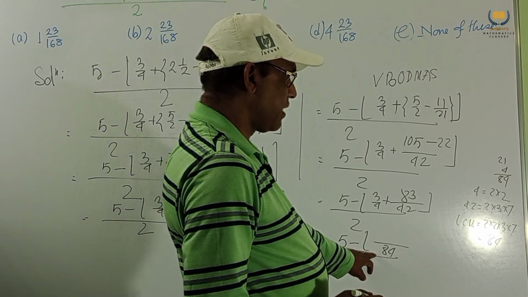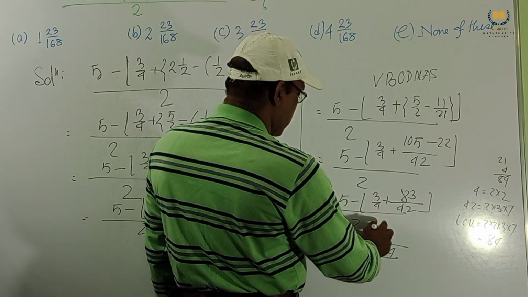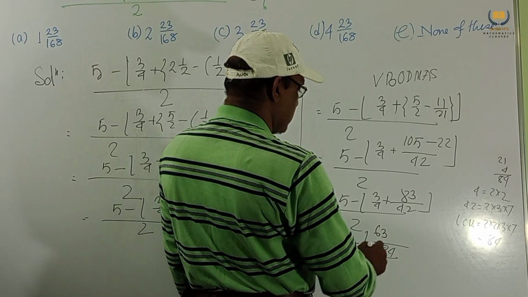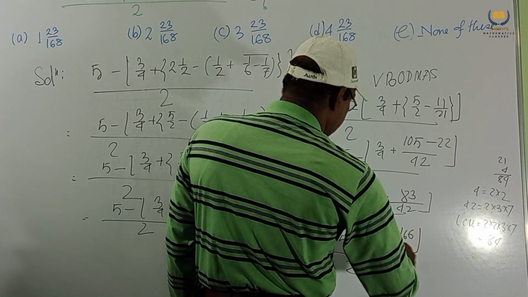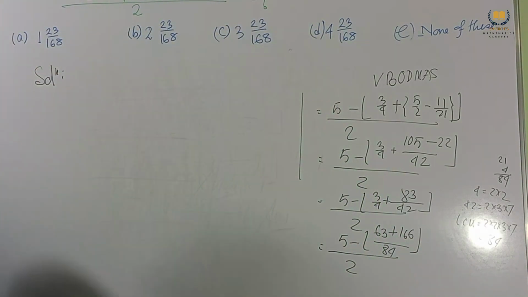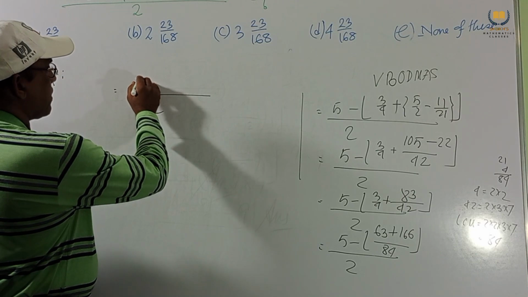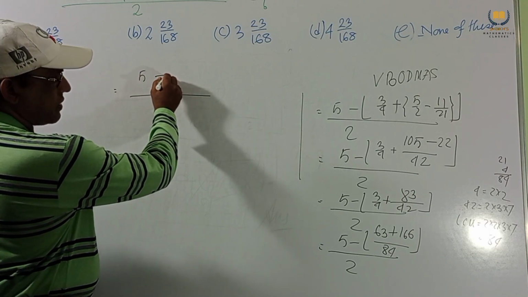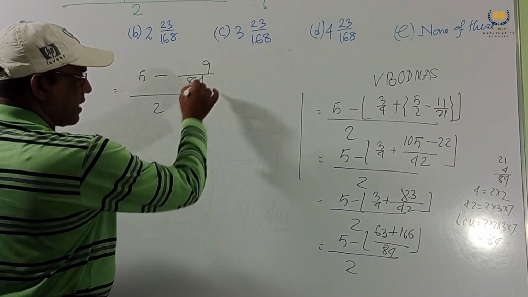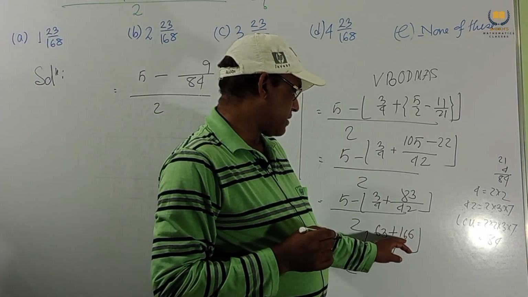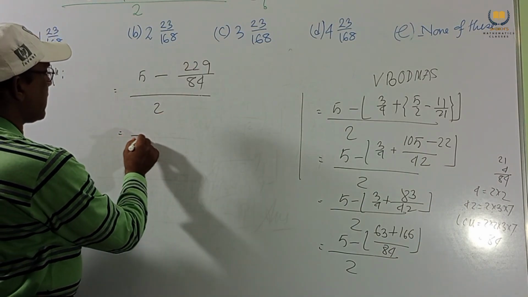4, 21 times. This 4 is 21 times. Then 21 into this 3, 63. And this is 6, 1, 6. We get this one. Now these two remain the same. And this is 5. If we add, this 84 remains same. This is 9, 6 and 3, 9. This and this 12, 2, 1, 2. We get this. Again, taking the LCM.